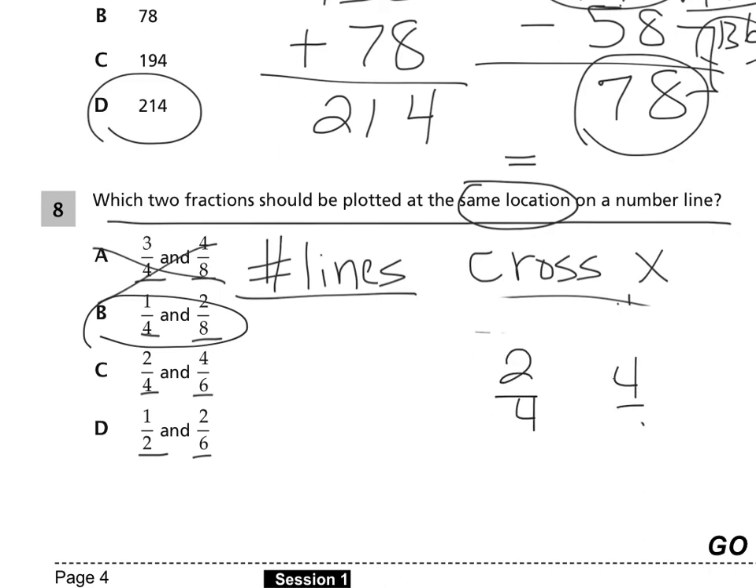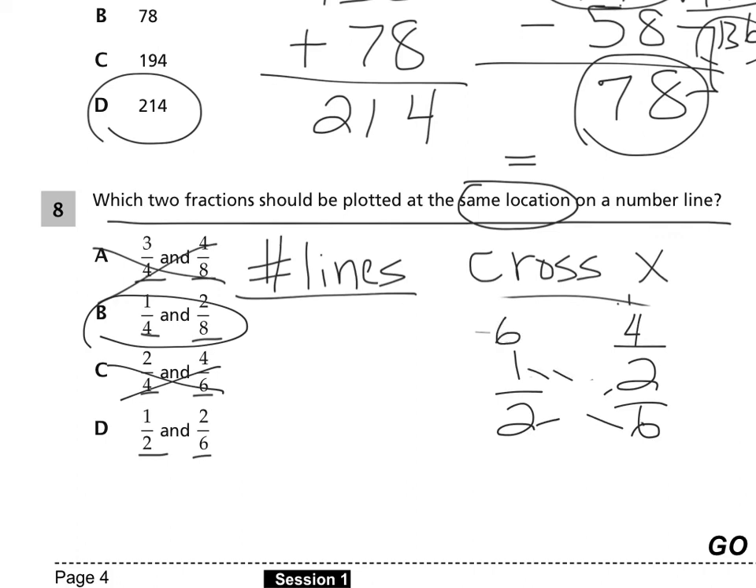2/4 and 4/6. 4 times 4 is 16. 6 times 2 is 12. 4/6 is greater. That's not equal. I'm going to erase. Then I have, let's cross this off. I have 1/2 and 2/6. 2 times 2 is 4. 6 times 1 is 6. 1/2 is greater, so that is not equal. So our choice is B.